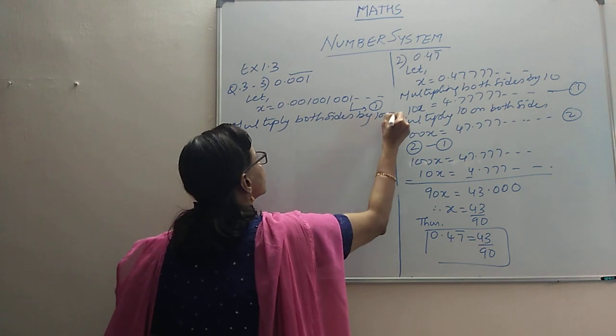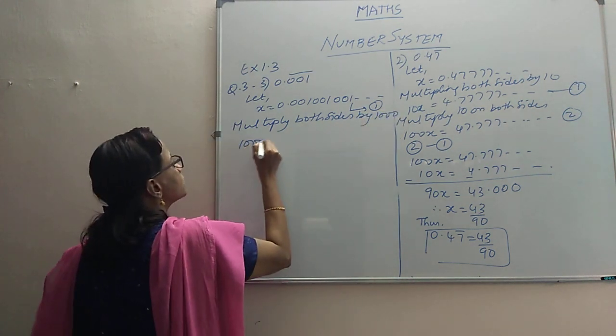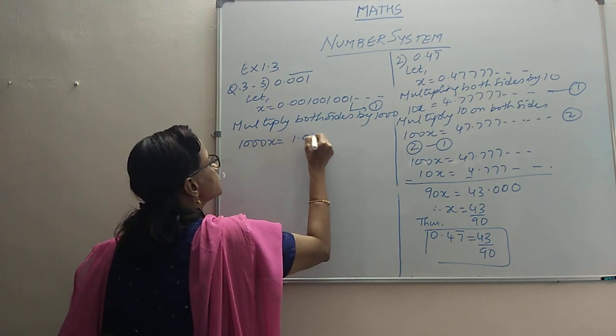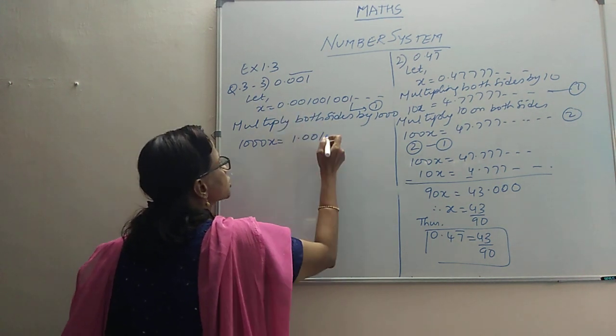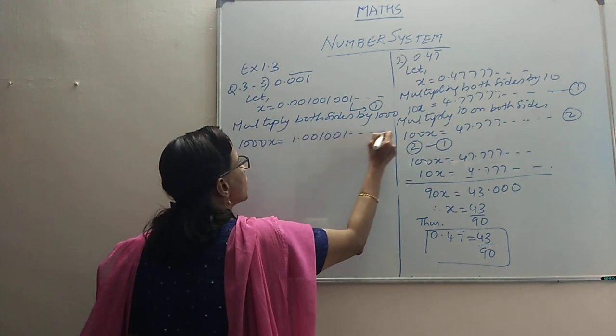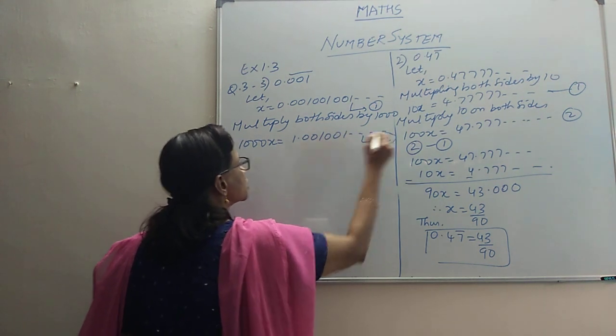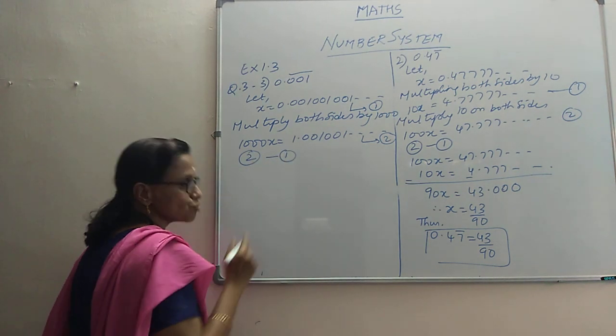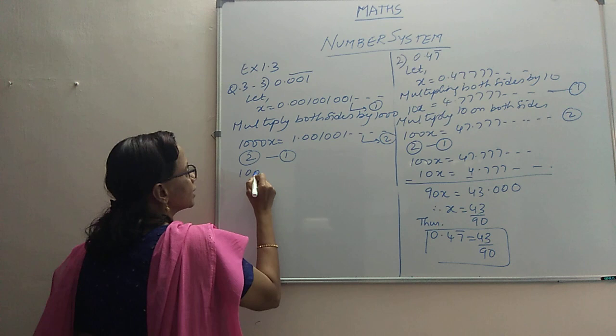And that's how the left hand side becomes 1000x, and the right hand side, because it is multiplied by 1000, becomes 1.001. All this has got shifted, 001, 001, and so on. That's how you get your equation number 2. We have learned before that we are going to subtract equation 1 from equation 2, and that's how we are going to get our next step.